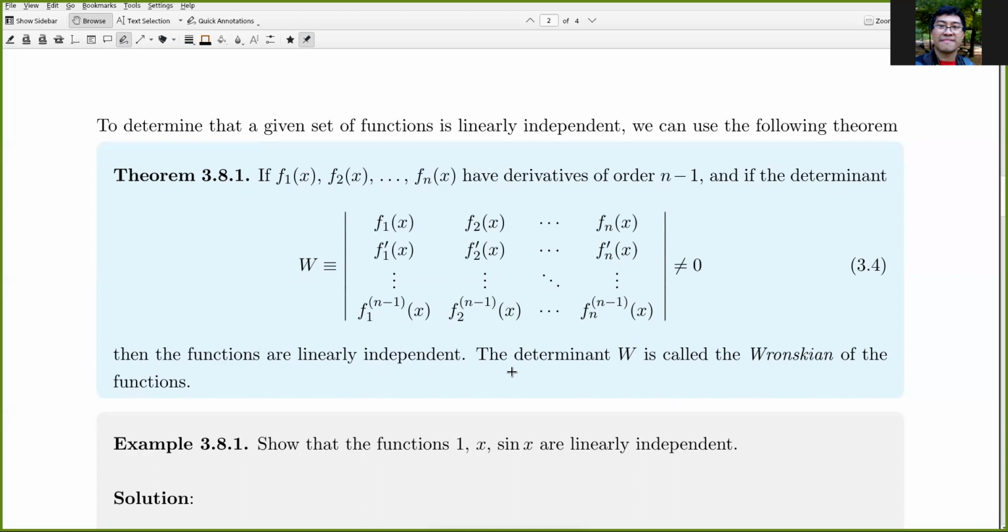If you can recall differential equations, when you studied techniques in solving second order differential equations, you may have encountered the Wronskian.